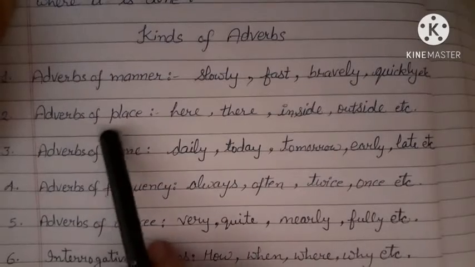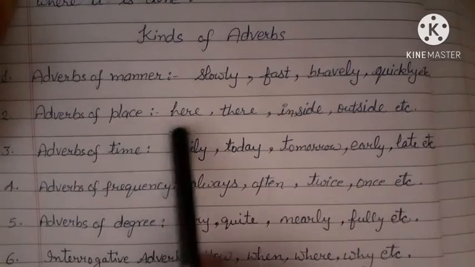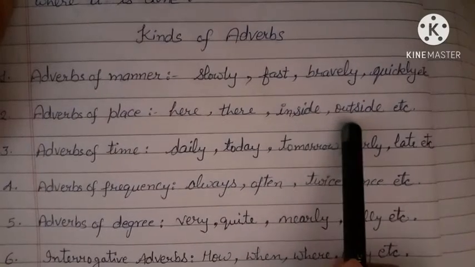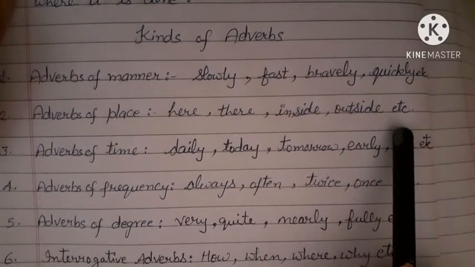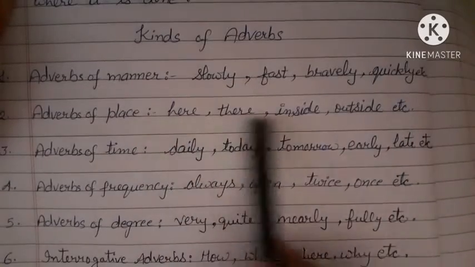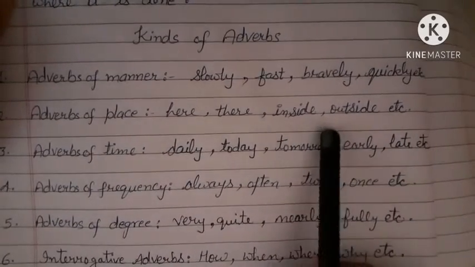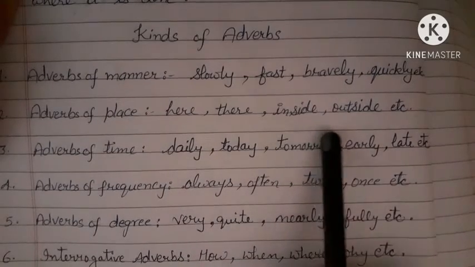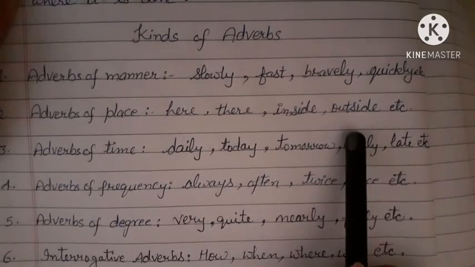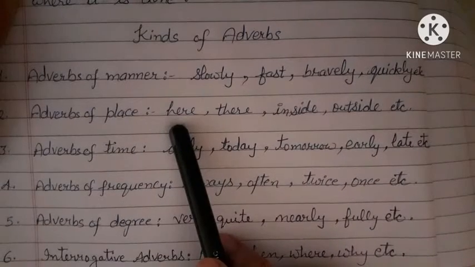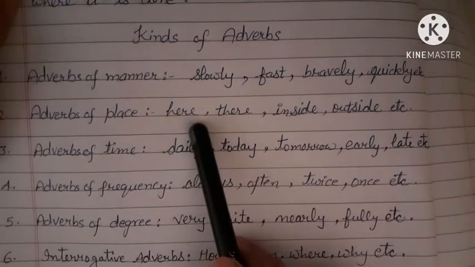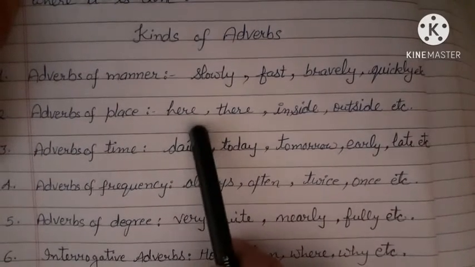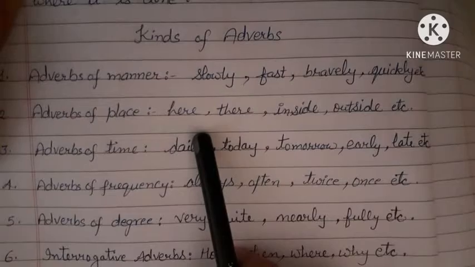Next है adverbs of place. For example, here, there, inside, outside, etc. These all words are adverbs of place. Adverbs of place answer the question where. For example, he is standing here. राम is standing here. कि राम यहाँ पे खड़ा है.